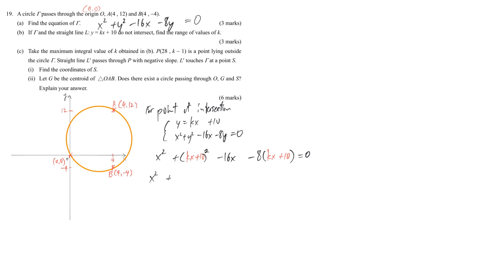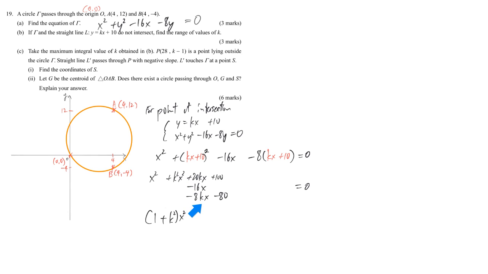Then we have x squared plus k squared x squared plus 20kx plus 100 minus 16x and also minus 8k times x and minus 80 equal to 0. I'll remind you again, you can use multiple rows to put the like terms together. So obviously for x squared and k squared x squared, we have two terms, and then we can group them to become 1 plus k squared times x squared.